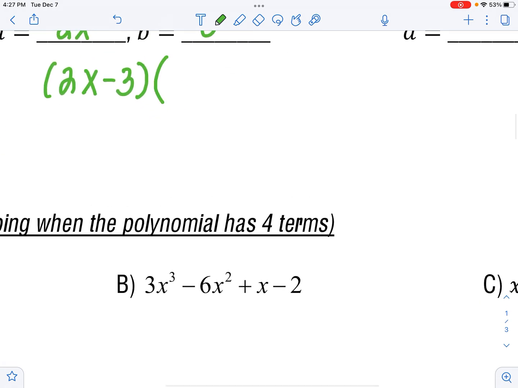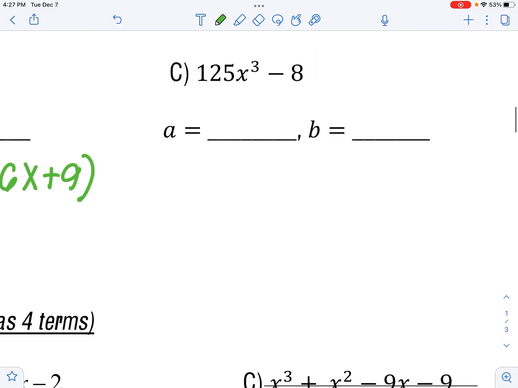All right, so now SOPs. Square the first term. So 2x quantity squared, square the 2, square the x squared, 4x squared. O stands for opposite, so opposite of negative is positive. P stands for product, multiply those two, 6x. Plus sign, square. Square the 3, 9. And there's your polynomial completely factored.